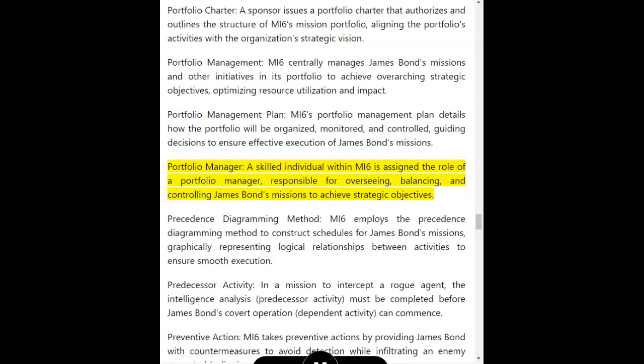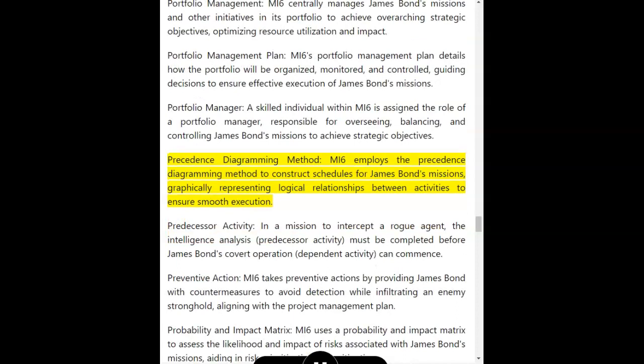Portfolio manager. A skilled individual within MI6 is assigned the role of a portfolio manager, responsible for overseeing, balancing, and controlling James Bond's missions to achieve strategic objectives. Precedence diagramming method. MI6 employs the precedence diagramming method to construct schedules for James Bond's missions, graphically representing logical relationships between activities to ensure smooth execution.